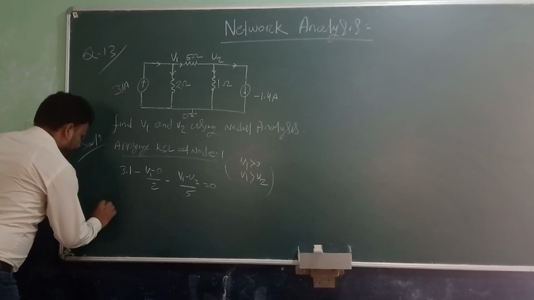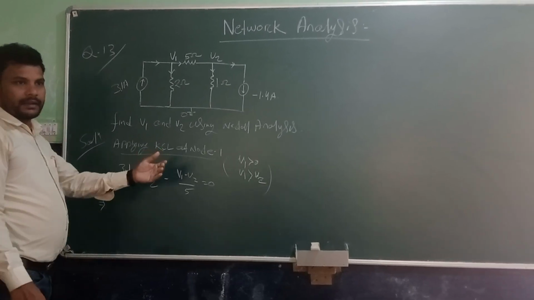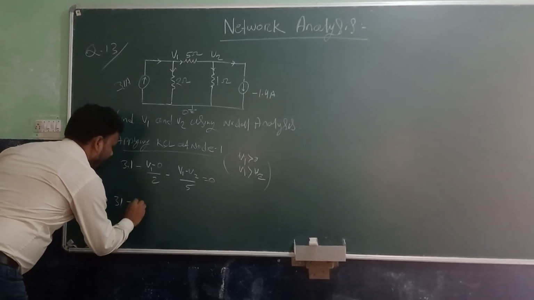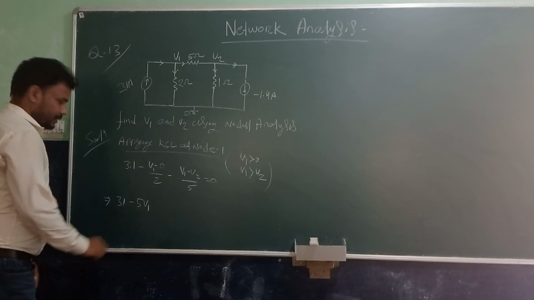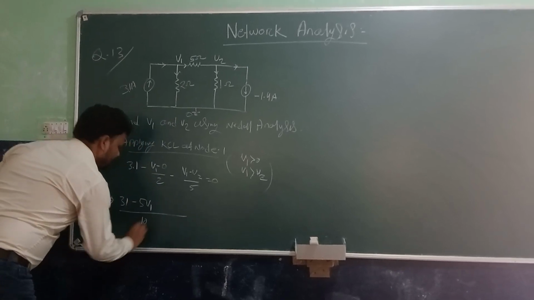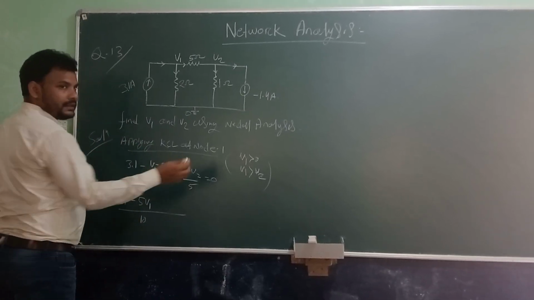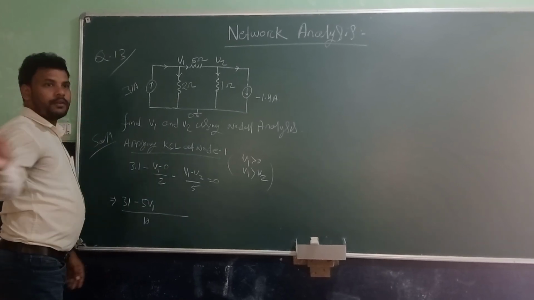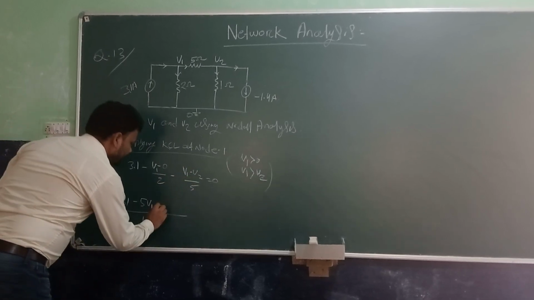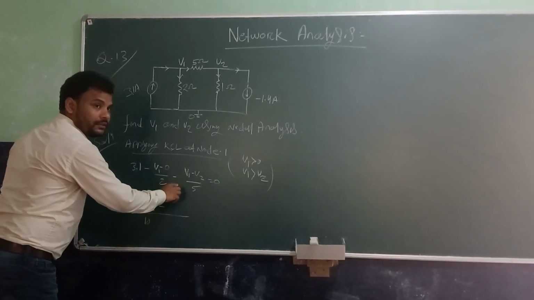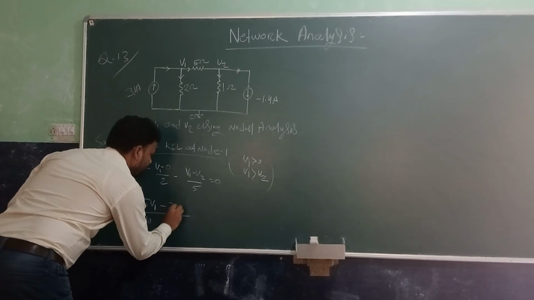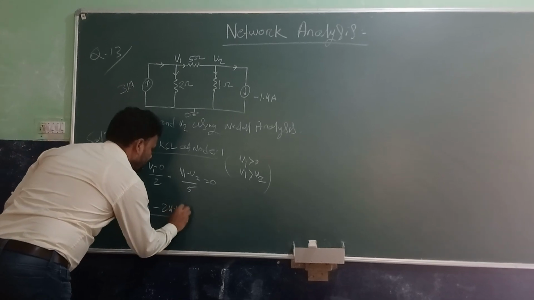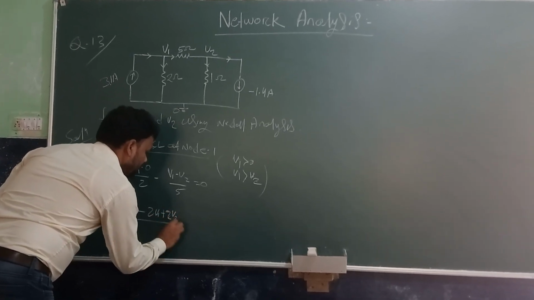Taking LCM 10: 31 minus 5V1. Then 0 by something, or 0 into something, is 0, so we don't write this. Then this is minus, plus into minus, minus. This is 2V1. This is minus into minus, plus 2V2 equals 0.